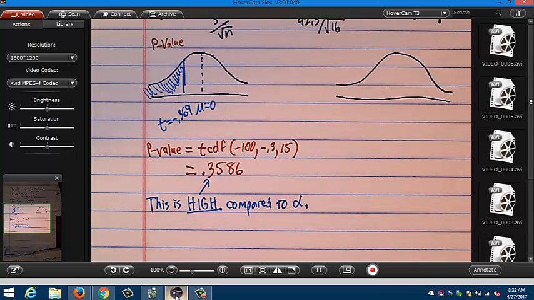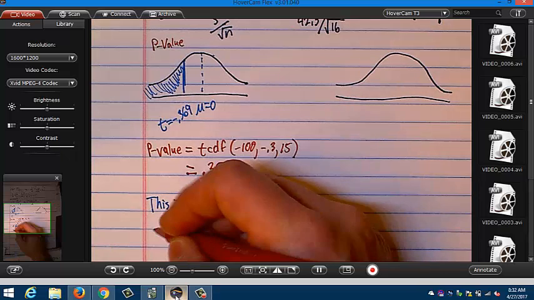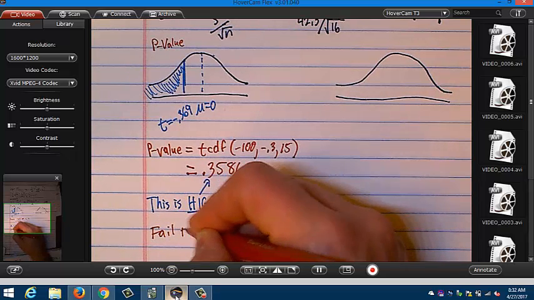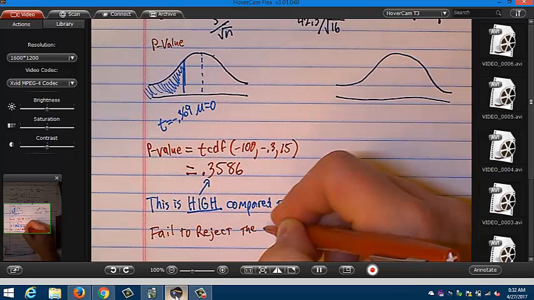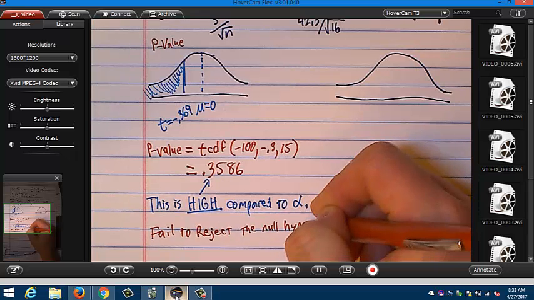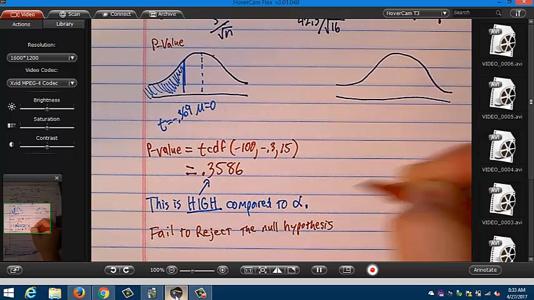And how does that work then? Do I reject the null hypothesis or do I fail to reject the null hypothesis? This is important. You've got to know. Do we reject or fail to reject? We fail to reject. If P is low, the null must go. If P is high, we let it fly. In other words, we fail to reject the null hypothesis. Okay?